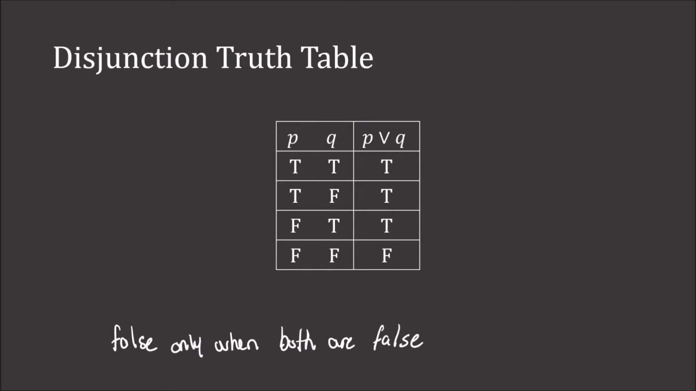Now this is interesting, this disjunction one. This means in mathematics, this is an inclusive or, which means it allows the possibility for both statements to be true.